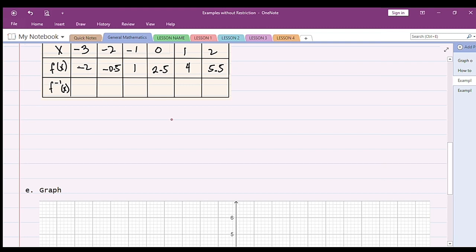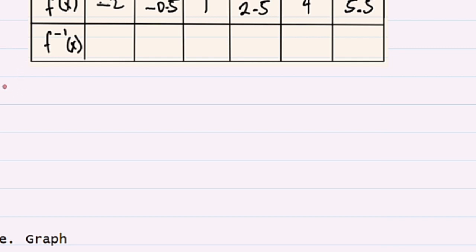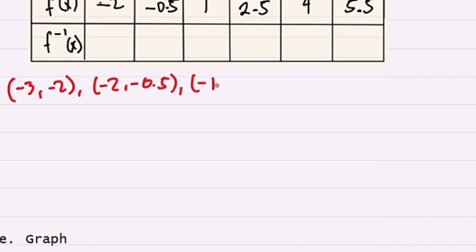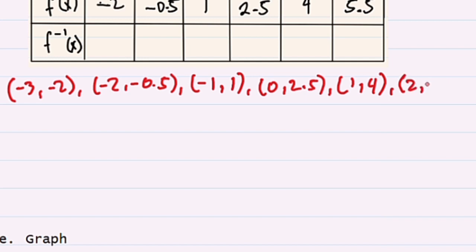Ilagay natin siya as ordered pair. So we have negative 3, comma negative 2, and negative 2, comma negative 0.5. Then we have negative 1, comma 1. We have 0, comma 2.5, and 1, comma 4. And then we have 2, comma 5.5. Let's take note of that.